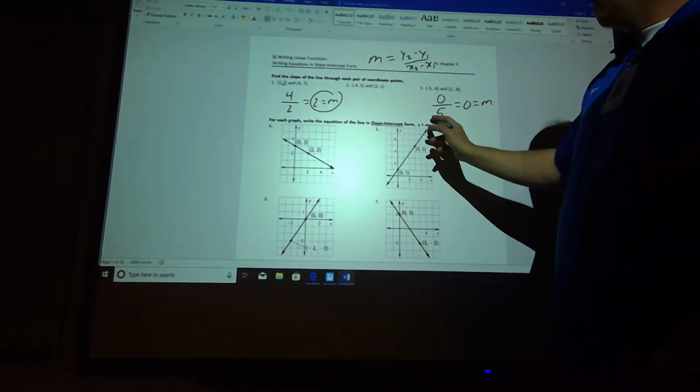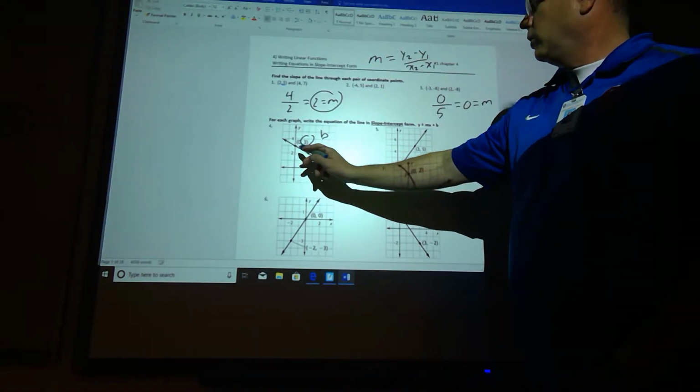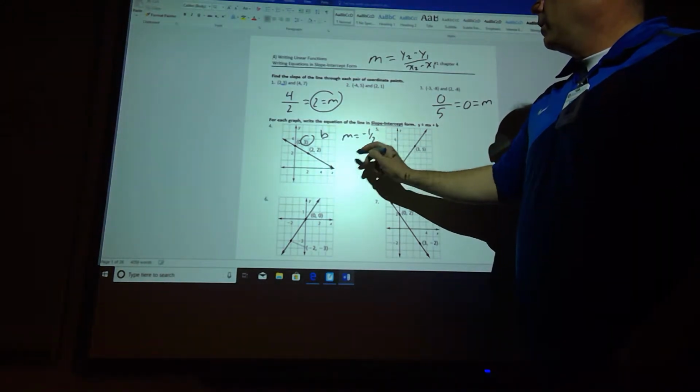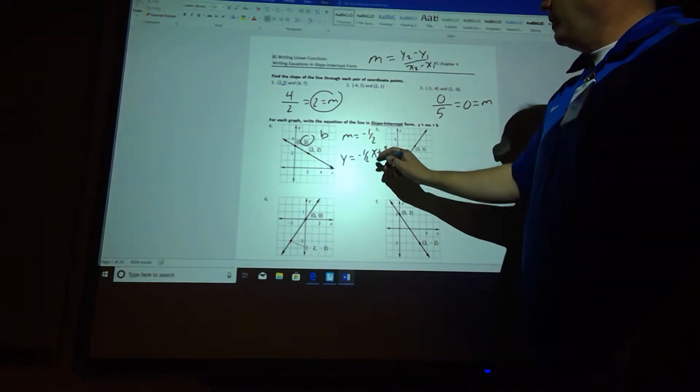And we're going to write the equation in slope-intercept form. So we have a y-intercept of 3. So that's my b value. And for my slope, I can count down 1 and over 2. So my slope is negative half. We're just going to plug those in. So negative half x plus 3.